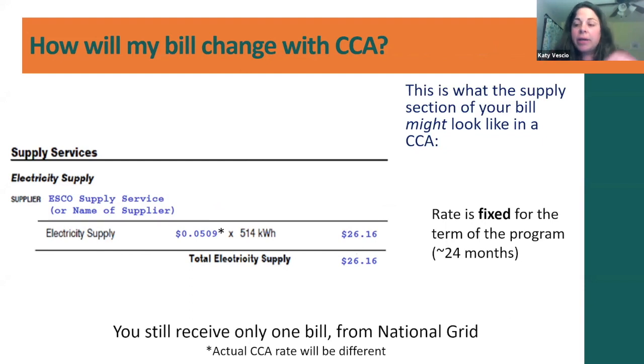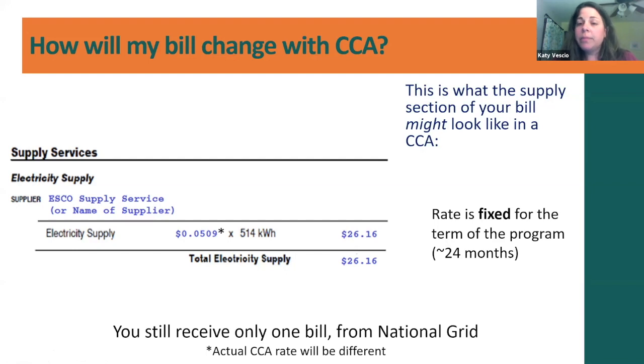Under electric supply, you're just going to see one charge in a CCA program. In this example, just an example, it's 5.09 cents per kilowatt hour. This is inclusive of all fees and other rates. There's nothing else added to this. So this is the price stability and budget certainty that Nicole was talking about. The only factor here that would change is how much electricity you use every month. The price is going to remain stable over the course of the program.